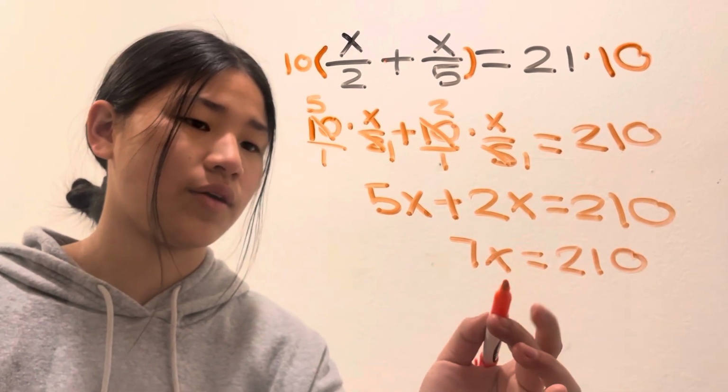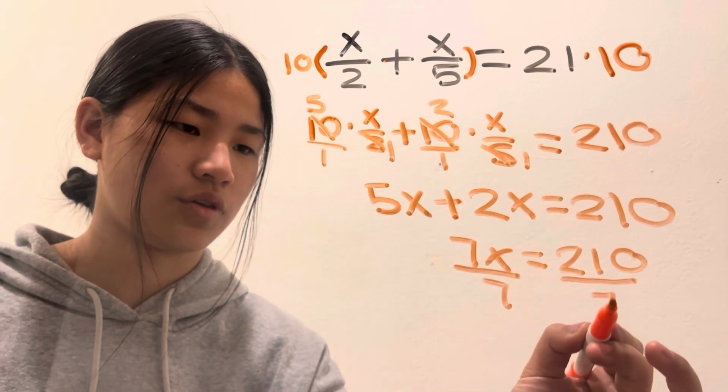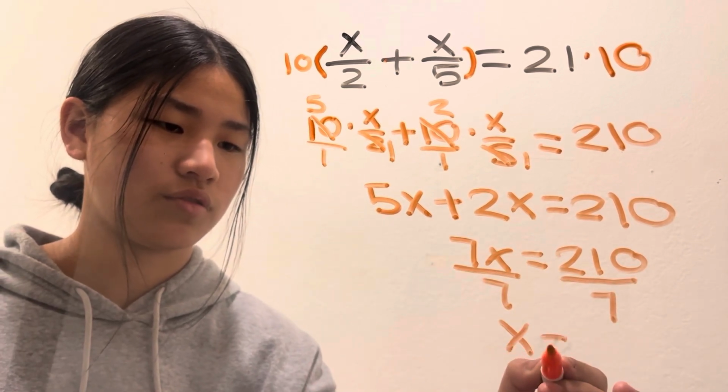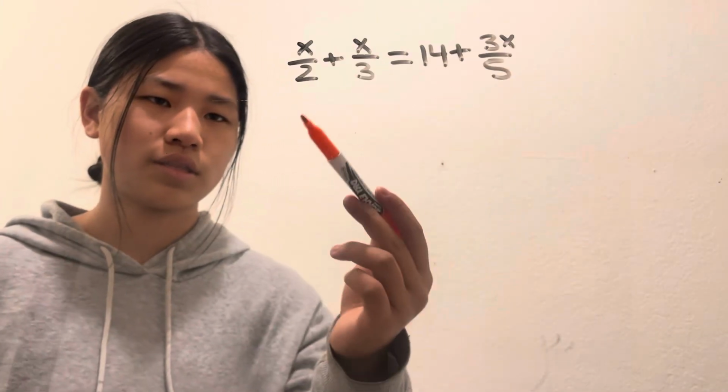This is really easy now. We cancel out the 7, and to do that, we just do divided by 7 on each side. And x would equal 30. Now let's look at the second problem.